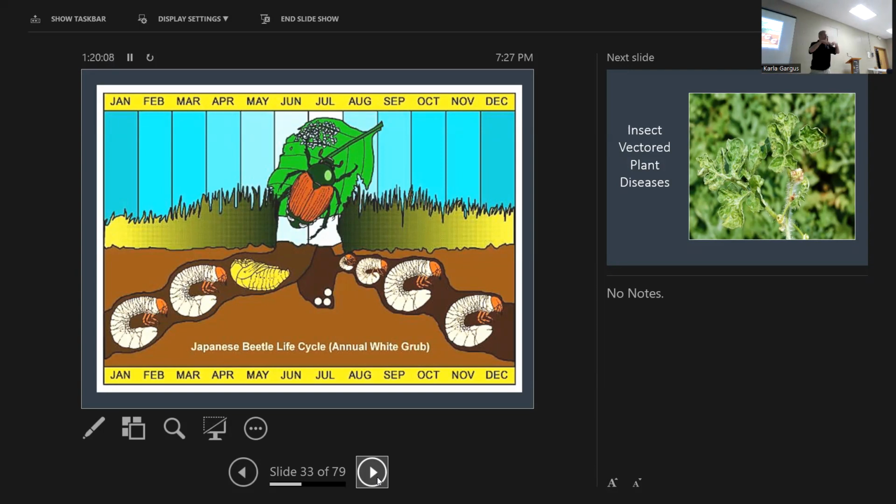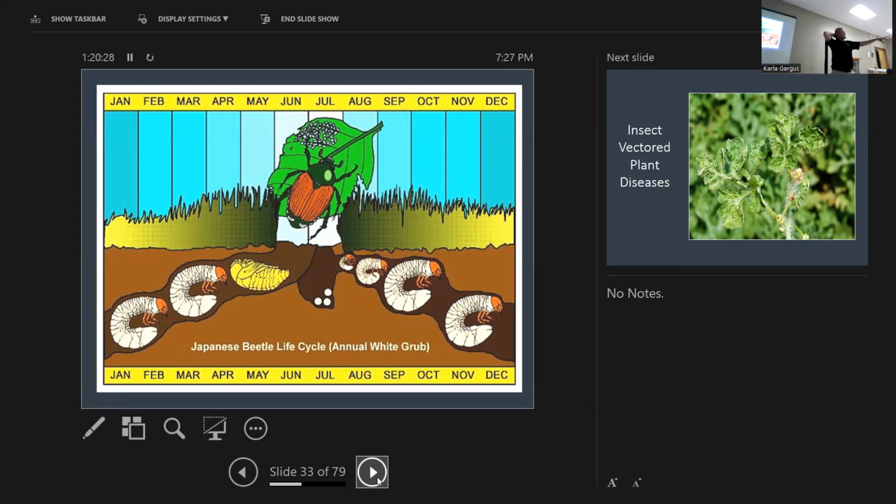If you get those, they have a pheromone that attracts them, but you may want to give it to your neighbor down the street or something. Because they bring in a bunch of them, and sometimes they don't catch them all, and so then you get more Japanese beetles. So it's not a strong recommendation for that product. So anyway, there's some of those issues.